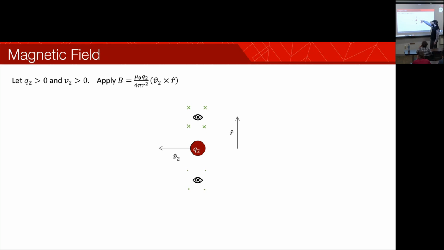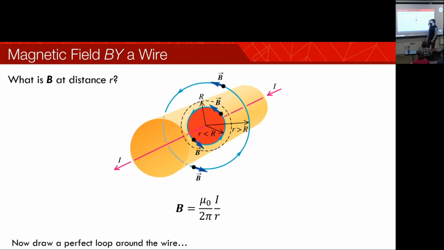Okay, so V cross R, we now have it coming out of the board, so we see the points here.